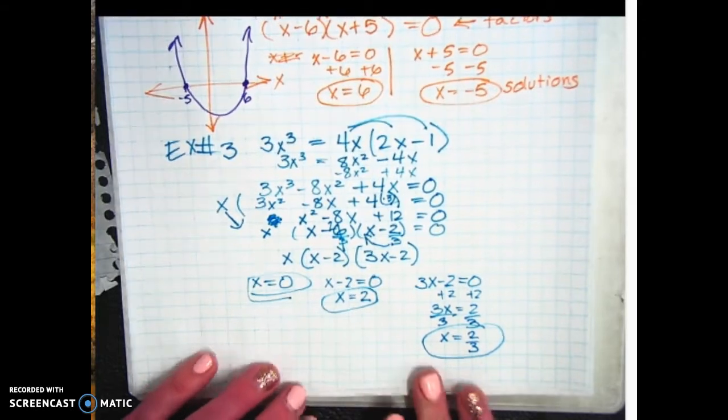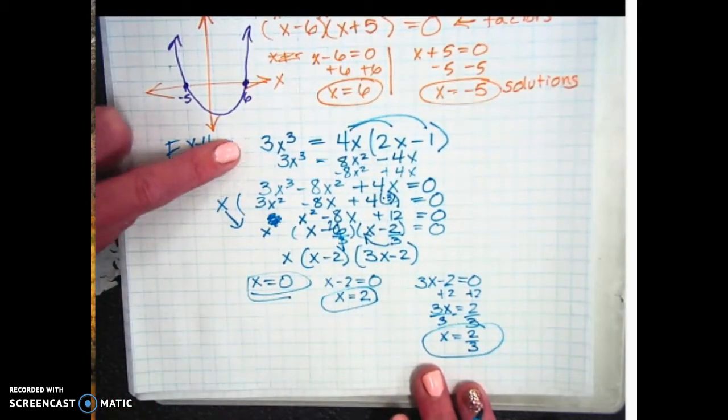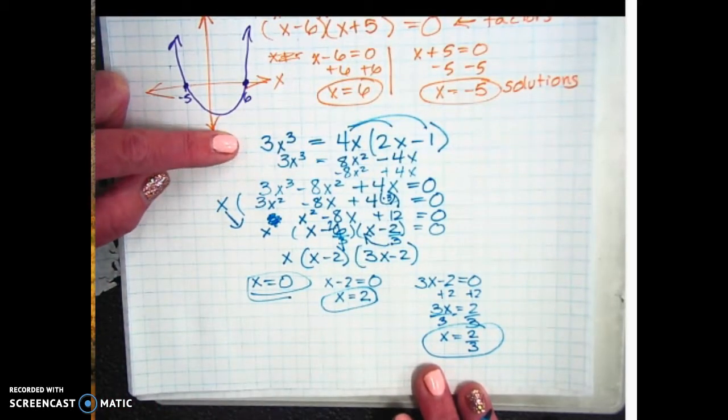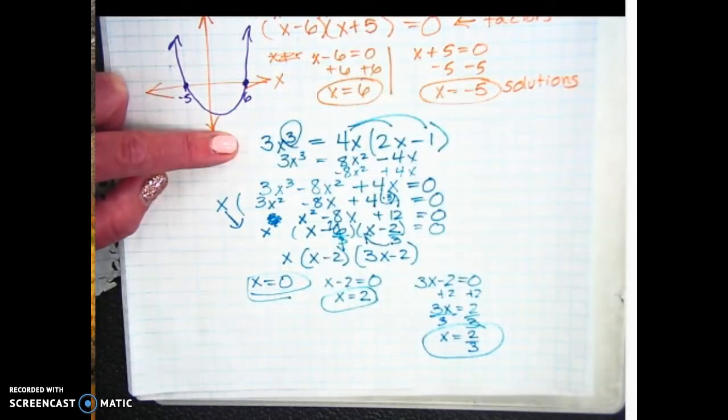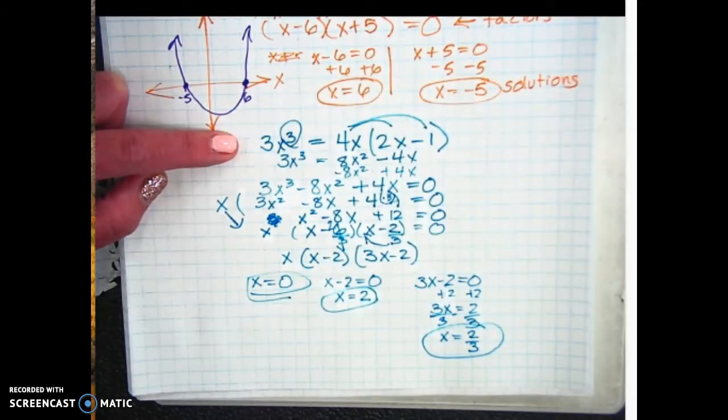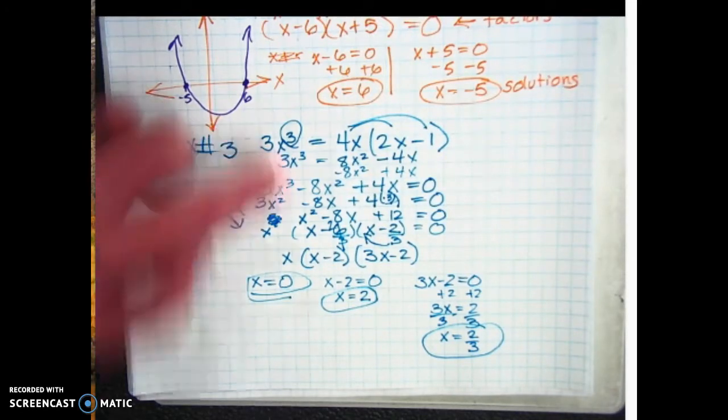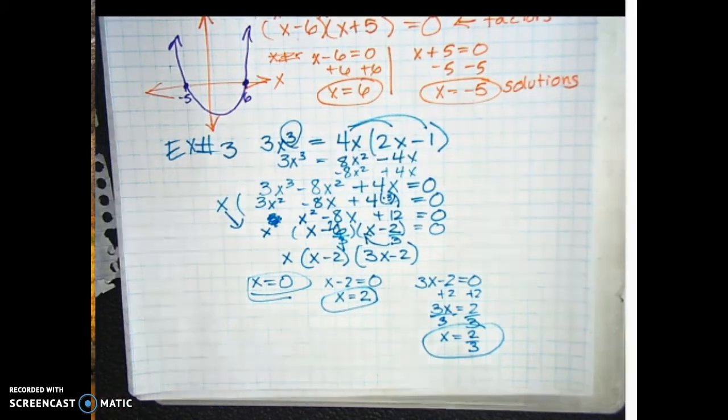Now, if you look back at the original equation, is there anything that would indicate to you that you should have 3 answers? The x cubed, right? When we have a quadratic, how many answers do you have? 2. When you have a cubic, you're going to have 3. When you have power 4, you can have 4 answers, and so on.